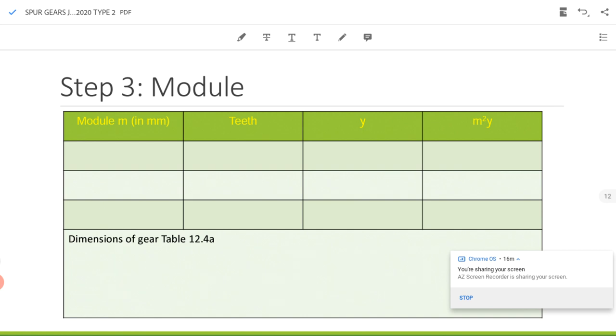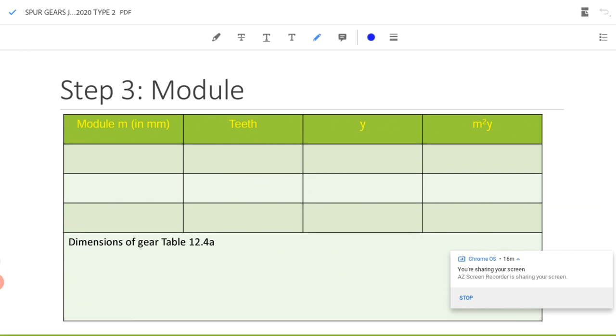To find the module, we will prepare a table with four columns: module, teeth, y and m square y. So number of teeth we will find for the pinion. So z1 equal to d1 by m, d1 was found as 171 by m. Then we will find y and m square y. Equation for y was equal to 0.154 minus 0.912 by z for 20 degree involute. First we will select the trial and error method. I will select 2 mm.